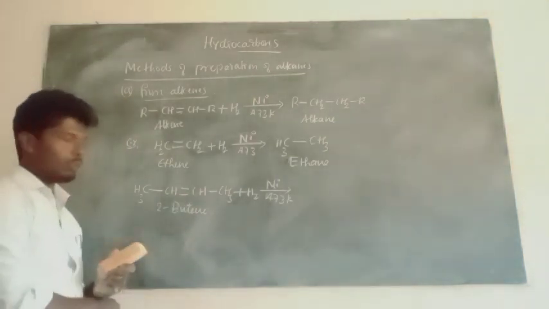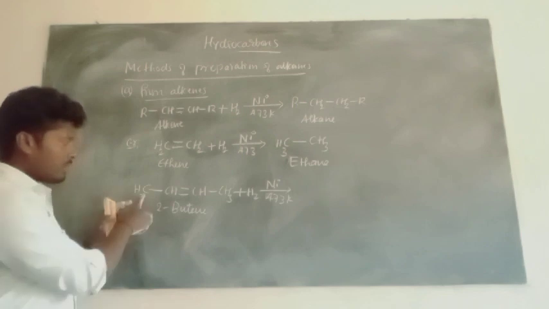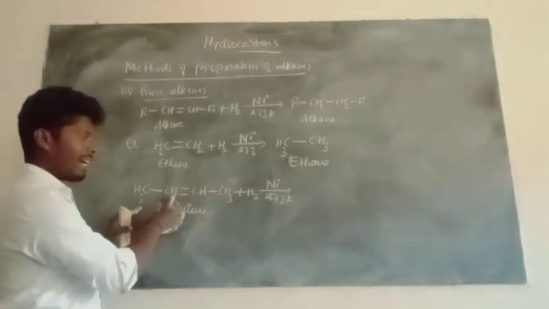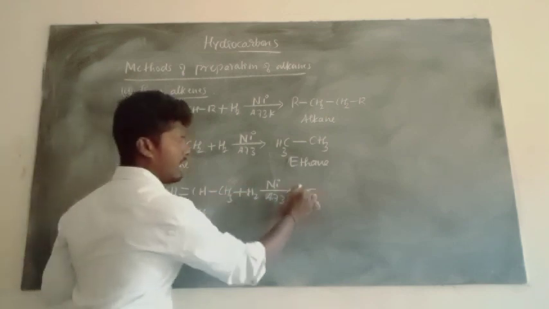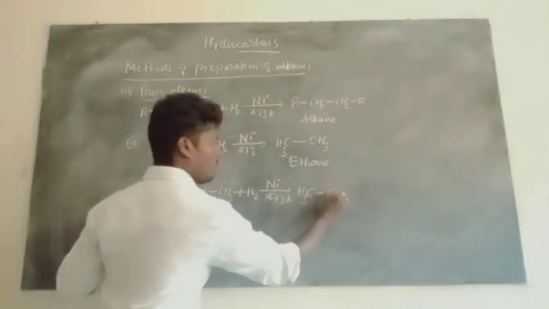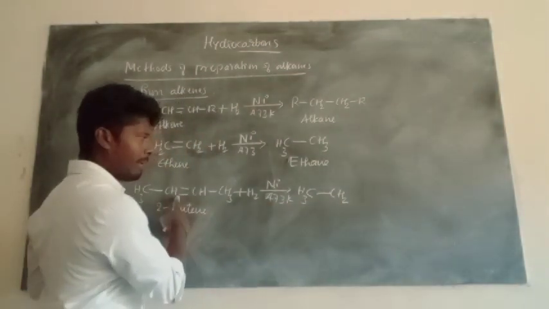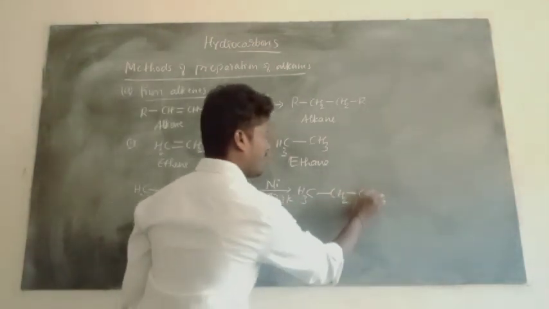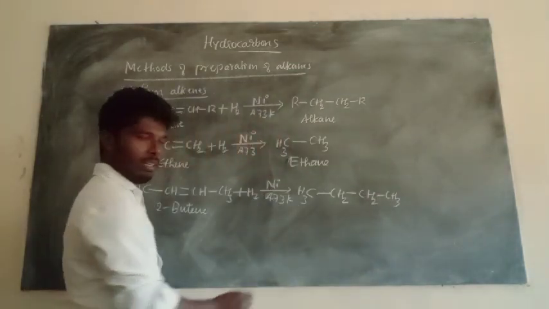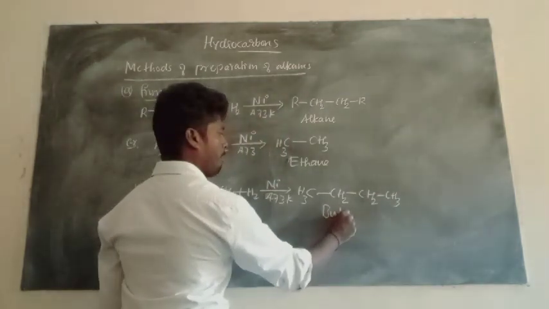Understood, students? So listen, CH3 CH double bond becomes single bond. These two hydrogens are added here. So write CH3, then CH becomes CH2. Again the double bond becomes a single bond, and CH becomes CH2, then CH3. How many carbons are there? 4. So its name is butane.